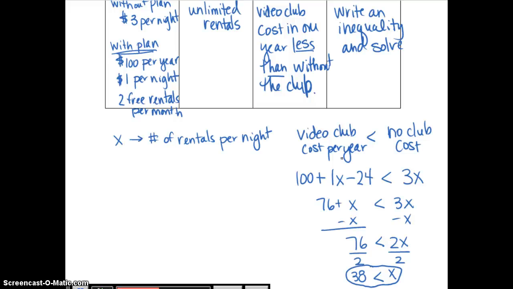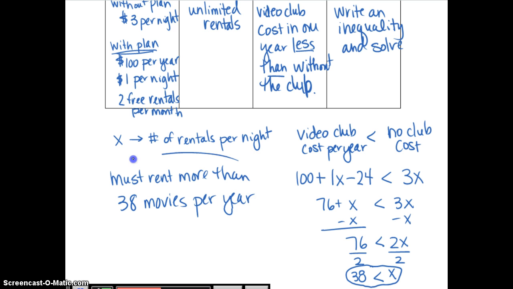So we want to state our solution then. We want to say that we must rent more than 38 movies per year for the video club to make sense.